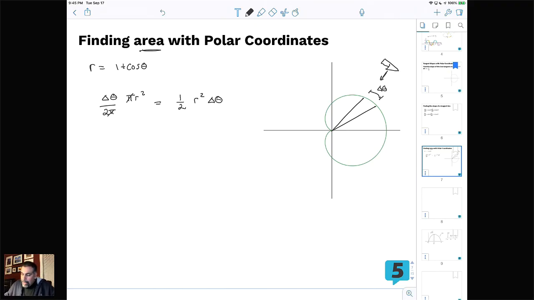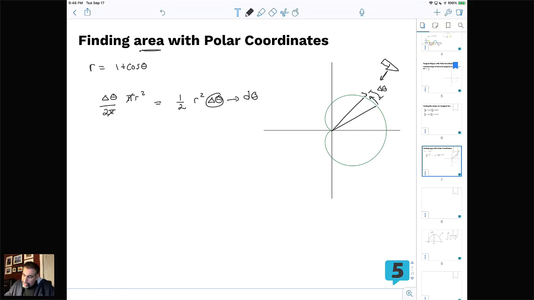So we want to add up an infinite number of these sectors. And what's going to happen is these two slices are going to get closer and closer together. And when they do, delta theta is going to be a tiny change. And as it moves closer and closer together, delta theta is going to turn into d theta. And for that, we now have what we want to add up.